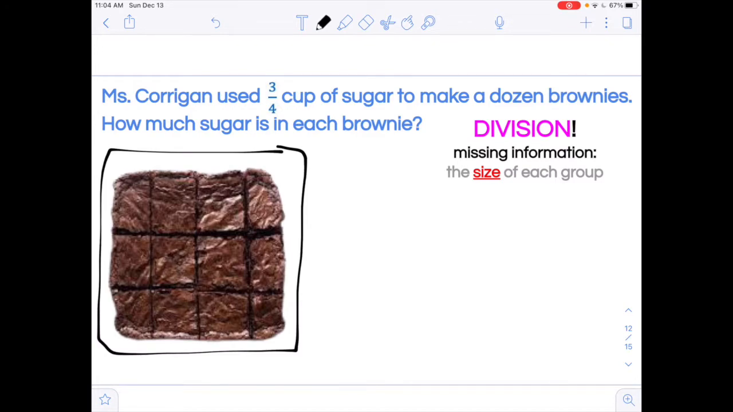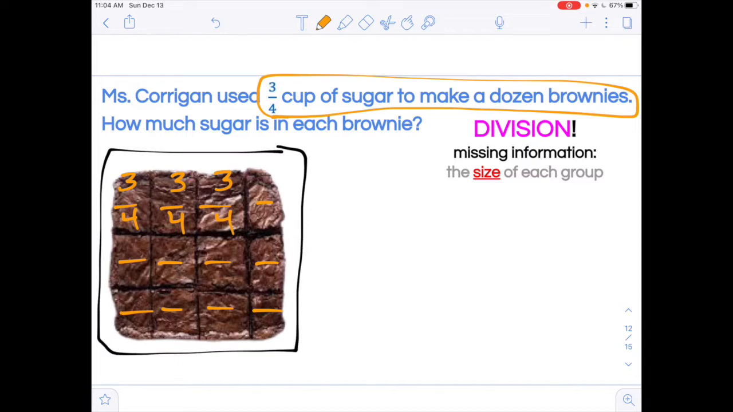So that means there's some missing fraction in here that gets repeated over and over. I don't know. Maybe it's a tenth. If it was a tenth, then that one would have a tenth, then that one would have a tenth. All right? If the size of each group was 3/4, then we would say there's 3/4 cup of sugar in that one, and 3/4 cup of sugar in that one, and 3/4 cup of sugar in that one. But it said 3/4 cup of sugar to make all of them together. So that can't be right.